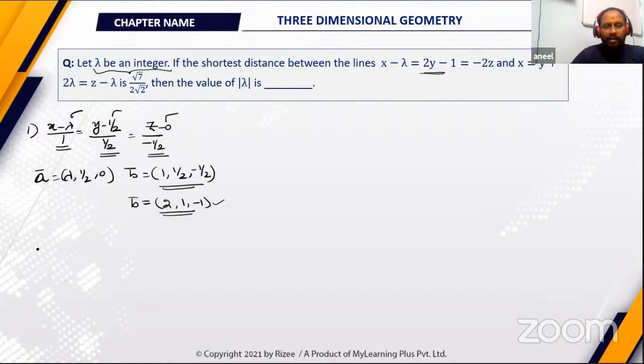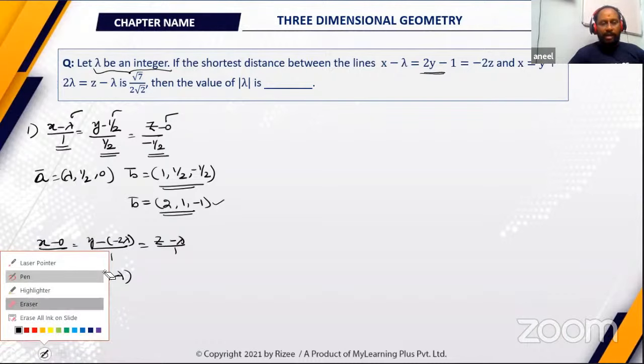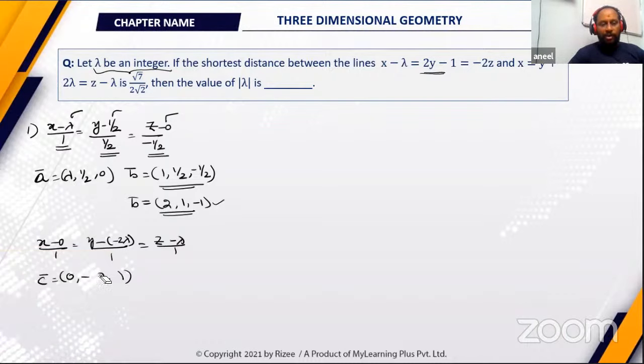Okay. Then the second line that has been given is x minus 0 by 1, y plus 2 lambda, written as y minus half minus 2 lambda by 1, is equal to z minus lambda divided by 1. So the next point, if I name it C, is 0, minus 2 lambda and lambda. This is the third point. If lambda is not clear, I am writing it once again.